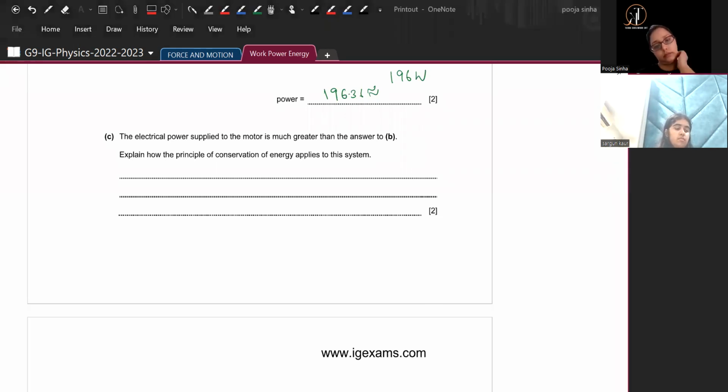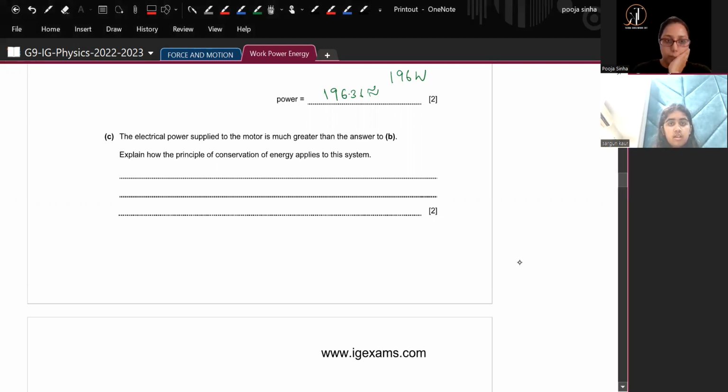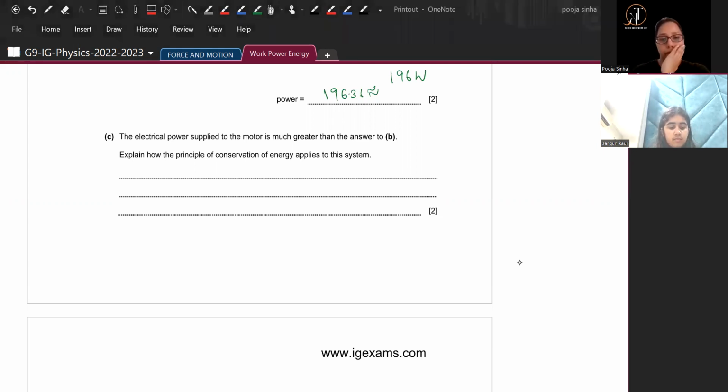Read the next question. The electrical power supplied to the motor is much greater than the answer to B. Explain how the principle of conservation of energy applies to the system. Or should I write my answer and then read it out? Your wish, yes.